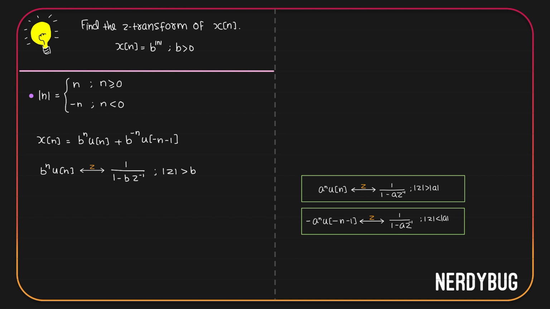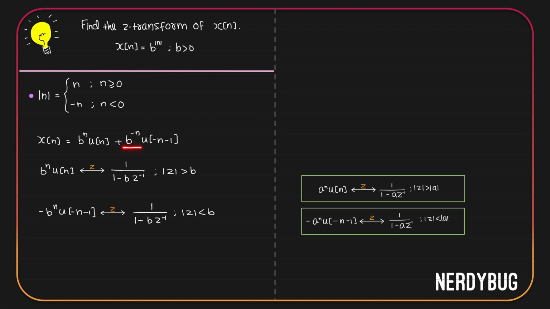For a left-sided signal of the form minus a raised to n u of minus n minus 1, the z transform is 1 by 1 minus a z inverse, and magnitude of z should be less than the magnitude of a. So if we take the function minus b raised to n u of minus n minus 1, we get the z transform 1 by 1 minus b z inverse, and magnitude of z will be less than b.